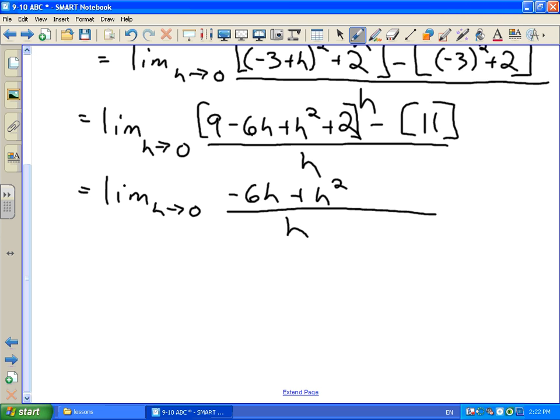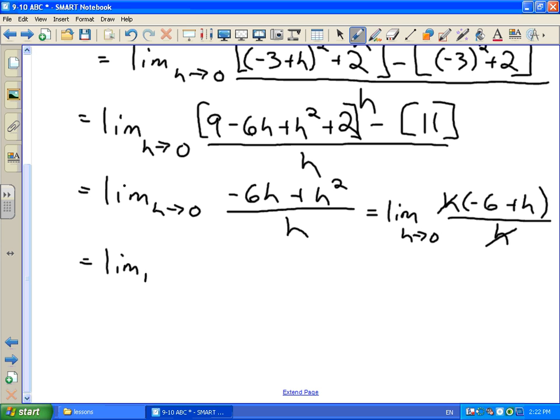Now, why is this good that I've gotten to this point here? Nick? Yeah, I can cancel out an h on the top and bottom. It's clear that I can do that, but I'm just going to toss in a little step here where I factor out the h on the top. So this is h times negative 6 plus h, all divided by h. And then we can cancel out those two h's. So now I have the limit as h goes to 0 of negative 6 plus h.